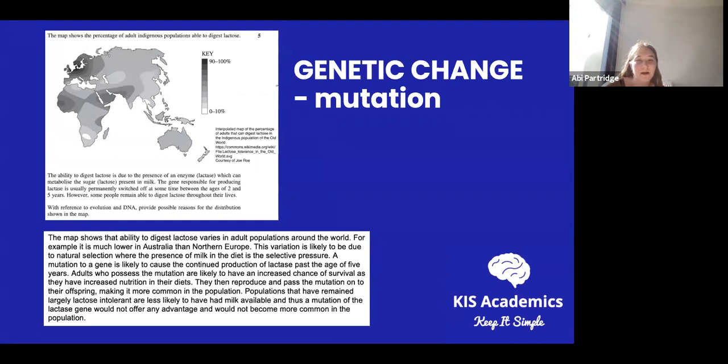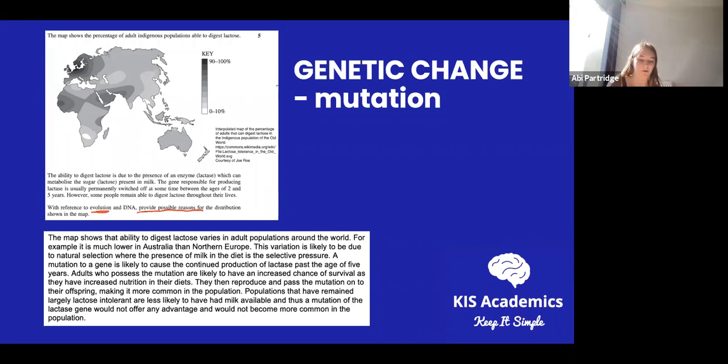Okay, so maybe you can try not looking at the answer, but we'll just go through it. So it's starting off talking about evolution. Well, it's not starting off talking about it, but looking at the question, it's asking you to talk about evolution and provide possible reasons. So those are the main things.